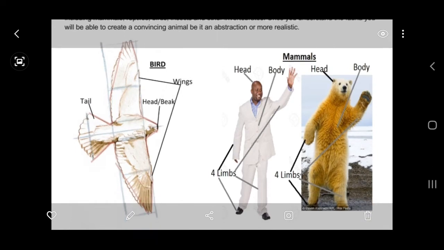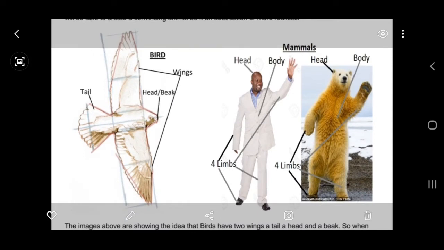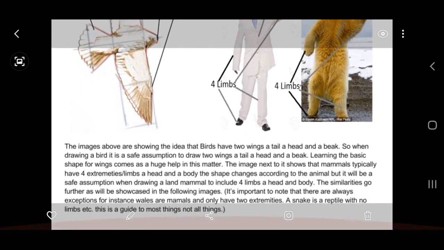Here I've positioned a man next to a polar bear so you can see how similar the anatomy truly is. And there you'll see they have a head, body, four limbs. So whether you're drawing a man or a polar bear, the shapes underneath would be similar. Not identical, but very similar.